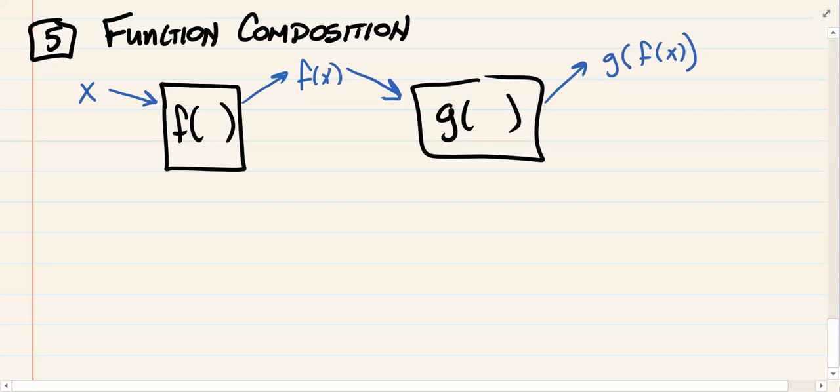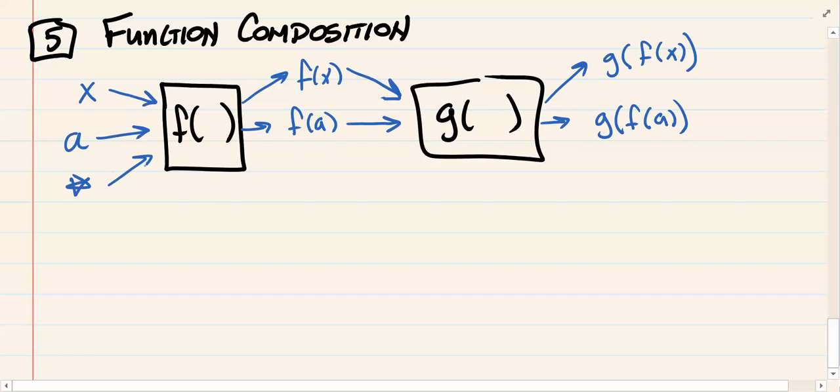If I took an input like a and I plugged it into the f function, what would pop out? F of a. If I took f of a and put it in g, what would pop out? G of f of a. Okay, let's do it one more time. Let's do star. If I plug star into the f function, what would pop out? F of star. Very good. If I take f of star and plug it into the g function, what would pop out? G of f of star.